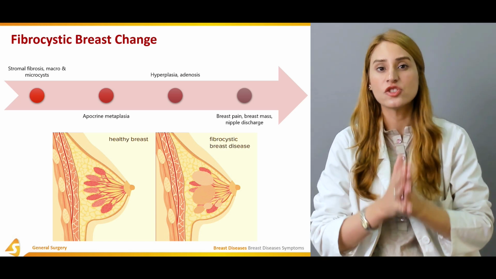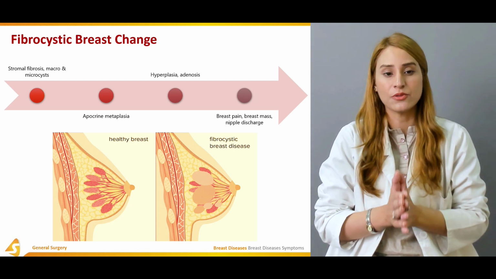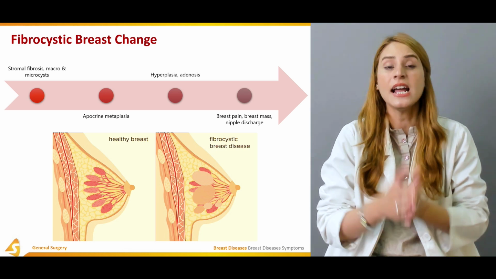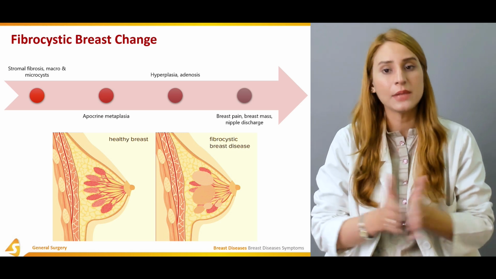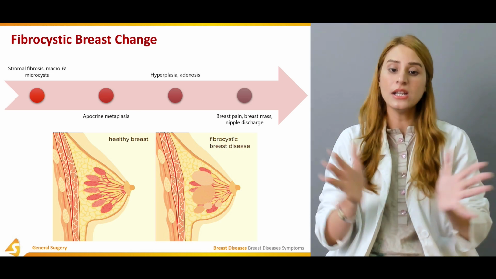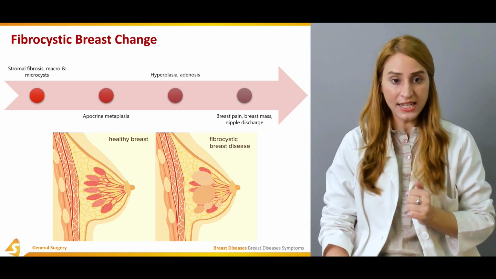And the stromal component can be increased, as in stromal fibrosis, or there can be macro or microcysts, apocrine metaplasia, hyperplasia, or adenosis. So these all are under the category of fibrocystic breast disease, right?